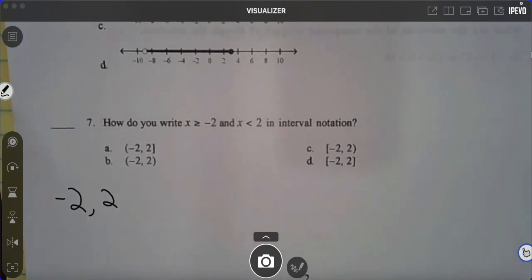Now, on the -2, is it parentheses or bracket? Look at this right here. It is a bracket, because of the equal sign. Very good. What about the other one? It's parentheses, because it doesn't have the equal sign. I know it's weird. It's easy to get the hang of.